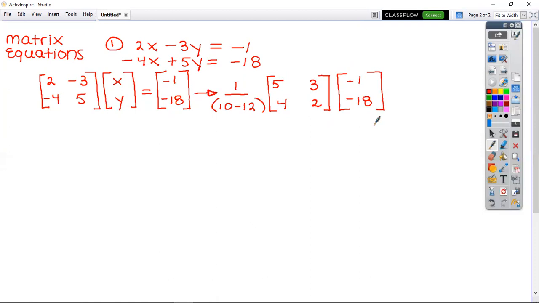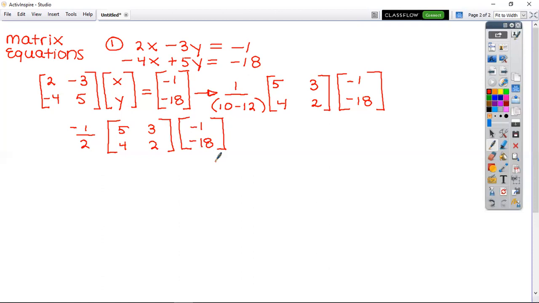That's why this becomes a lengthier process. So I'm going to continue. And I have a -1/2 here. And then next, I have 5, 4, 3, 2, multiplied by -1 and -18. So you're going to end this process with scalar multiplication, which is that one. But before you do the scalar multiplication, you have to do the matrix multiplication. You got to multiply those two first.